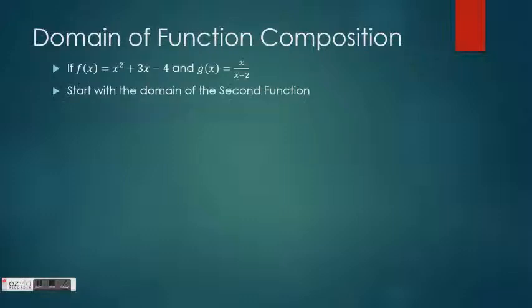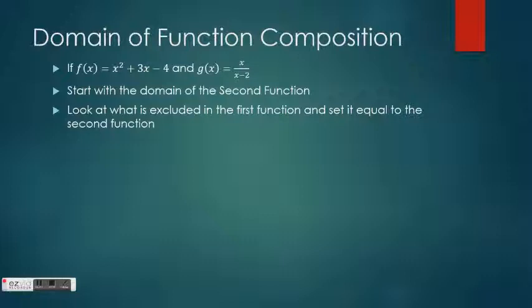Let's go ahead and look at the domain of composing functions. So let's stick with the same two functions, but let's look at the steps for it. You will need to start with the domain of the second function or the inner function, so whatever is inside the parentheses or comes after the circle. And then you have to look at what is excluded in the first function, so before the circle or outside the parentheses, and set it equal to the second function. This sounds a little confusing, so let's take a look at this example of g of f. This is the opposite of what we had before, so pay attention.